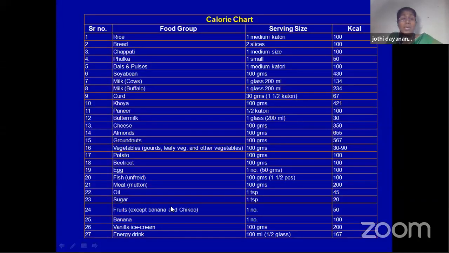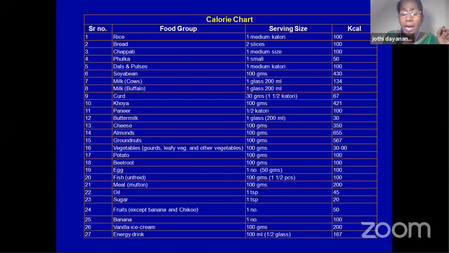This is how you will give me: in the morning one egg, which comprises 100 calories. Then 2 slices of bread, 100 plus 100, 200. Then 1 cup of milk, which will give me 134 kilocalories. So you will divide my 3 meals into calories. Let's say 300 calories for breakfast, 800 calories for lunch and then another 600 for dinner. You can divide it accordingly.